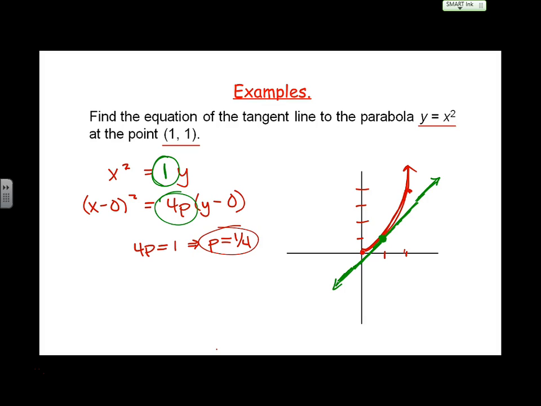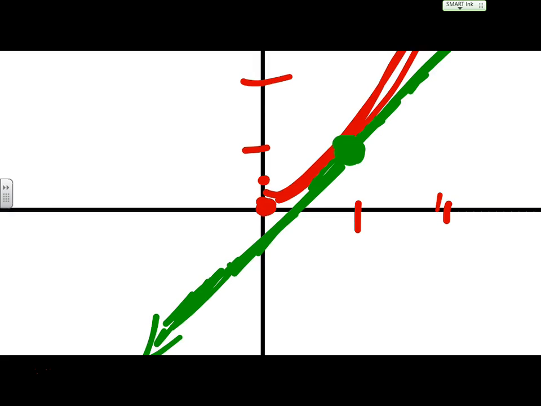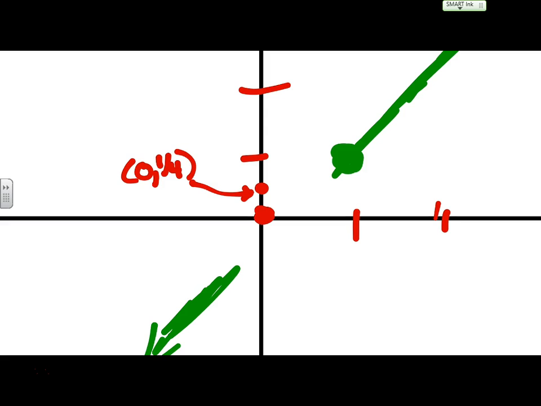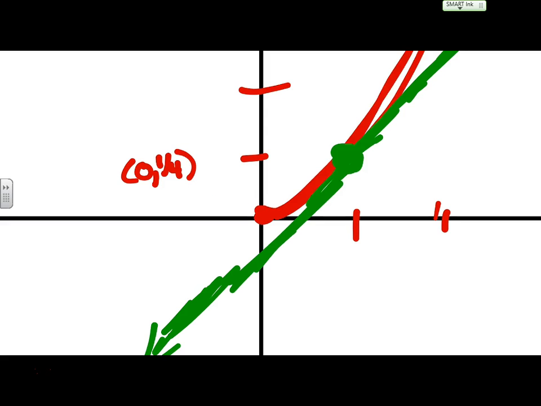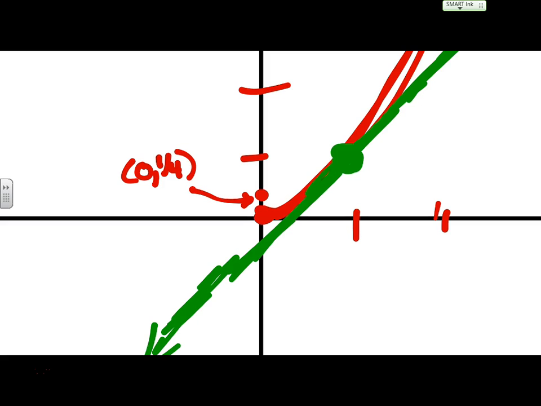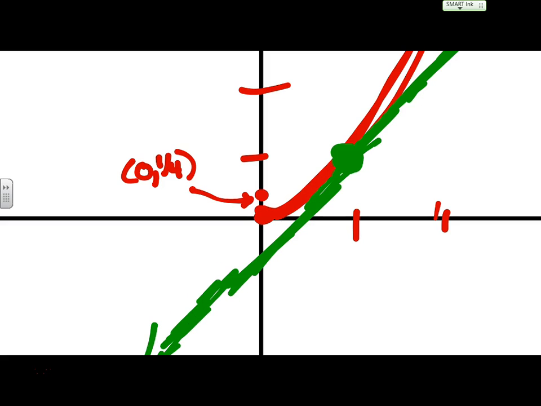So what does that mean? Where is our focus? It's (0, 1/4). I was too artistic in my parabola, and so it's a little too high. What do we know about the focus? Actually, that's probably more accurate the way I had it.